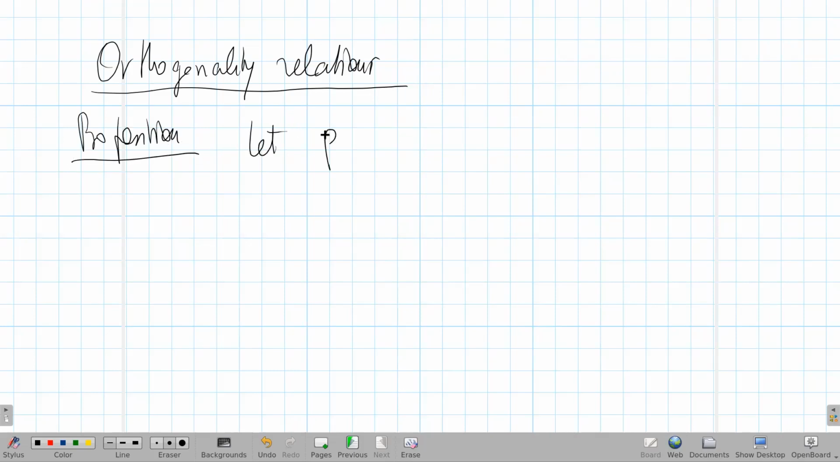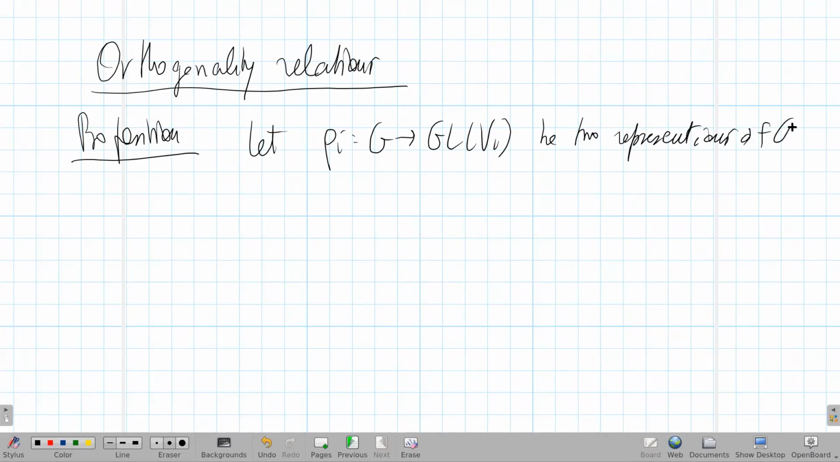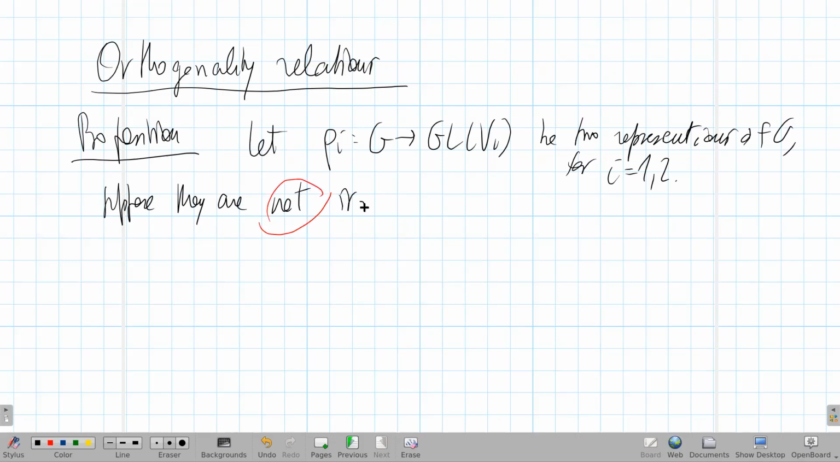Let rho i, i being one of two, be two representations of G. Suppose they are not isomorphic.